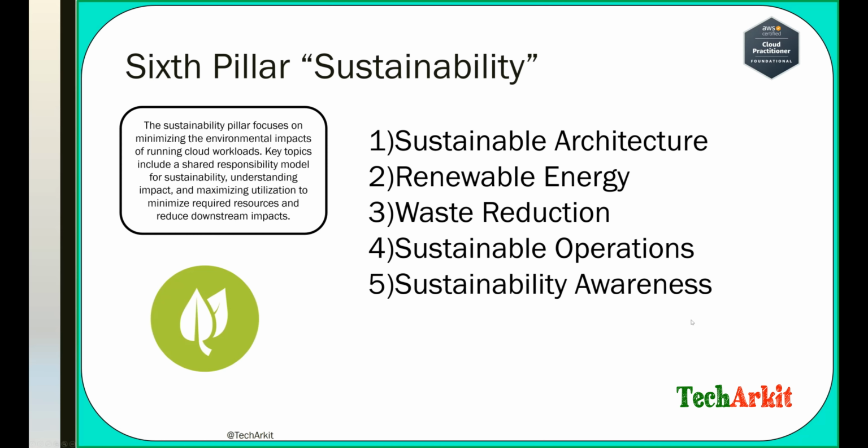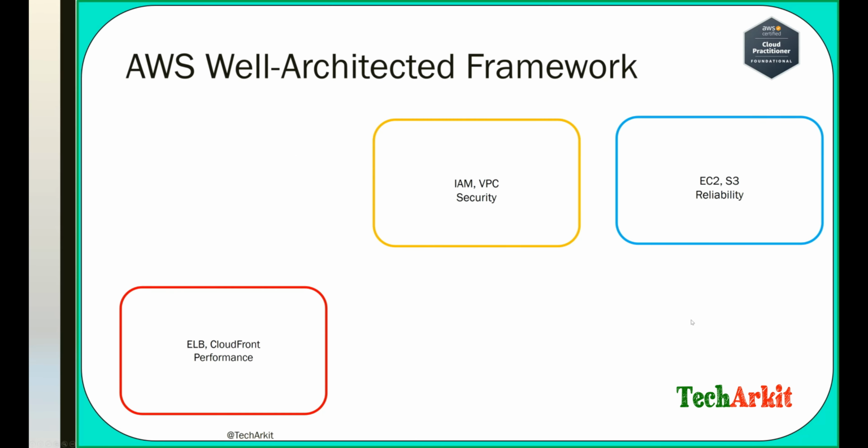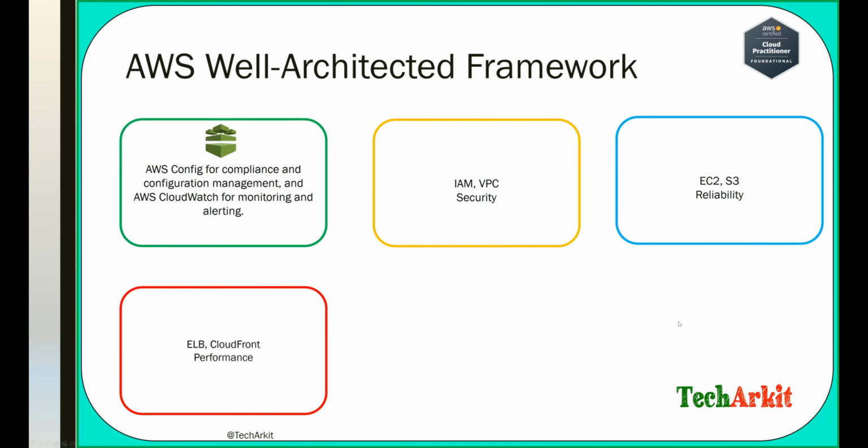So let's see what example services we have here. For the first pillar, you have AWS Config, which you use for compliance and configuration management, and AWS CloudWatch for monitoring and alerting. So that's the first one, where it looks for compliance. If you have compliance in place, then you are good. So you are doing operational excellence.